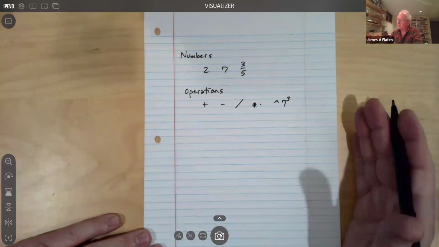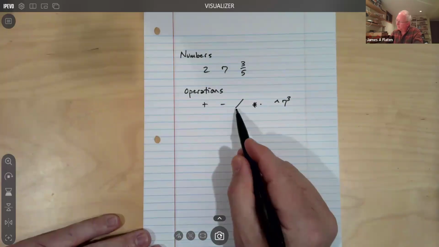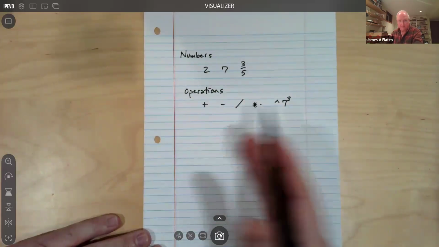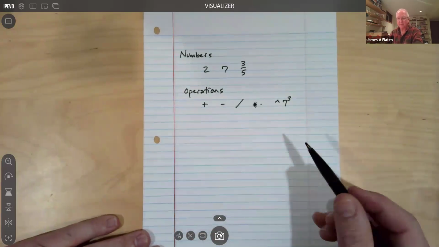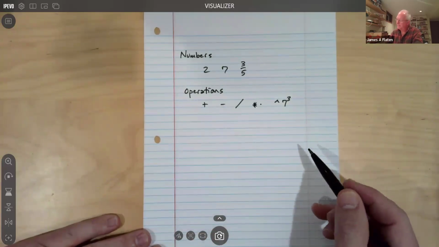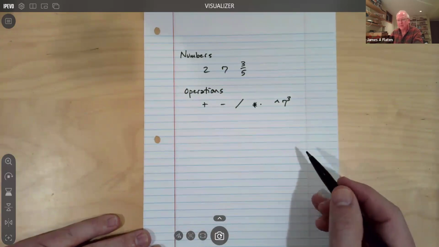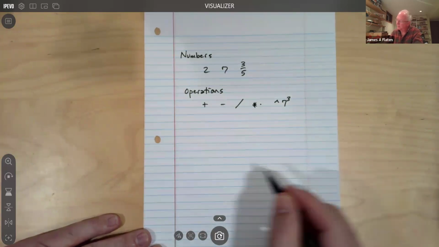Now, when you're doing operations, of course, you have to bear in mind the order of operations. So typically operations occur with divisions and multiplications and powers first, left to right, and additions and subtractions later, also left to right. And you can use parentheses to make sure that you're getting your point across.